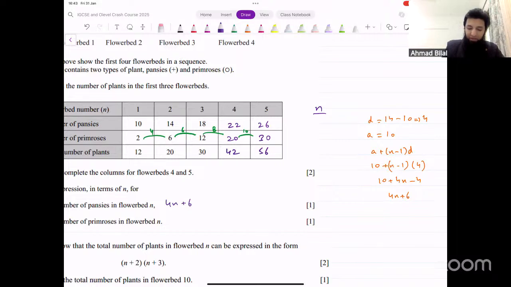Okay, you can verify this as well. If you input n equal to 1, you get 10. If you input n equal to 2, you get 14. If you input n equal to 3, you get 18, and so on. So that's the nth term formula for the first one. If you were to use the formula, you can do it like this.